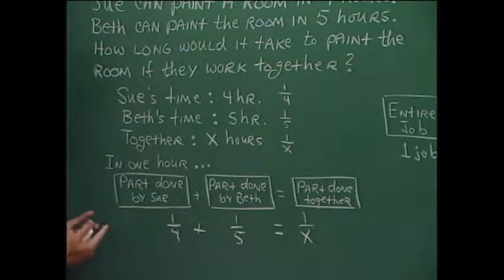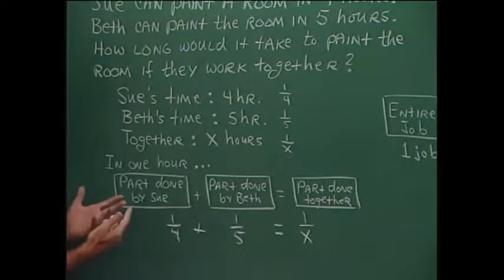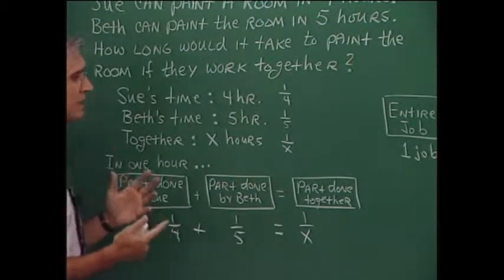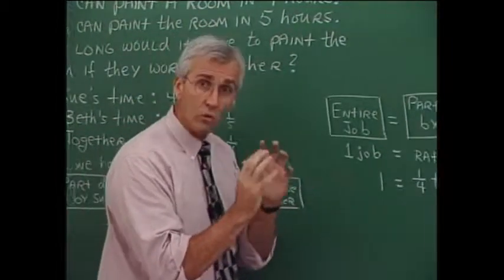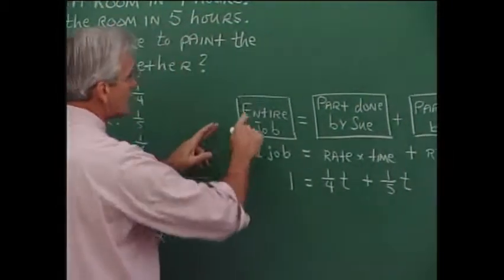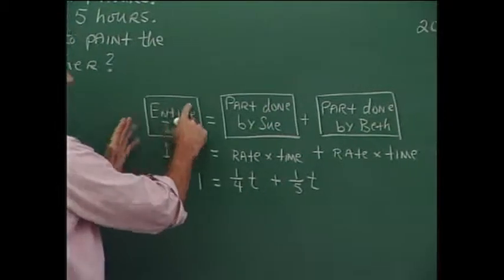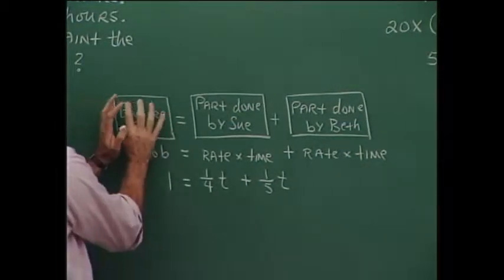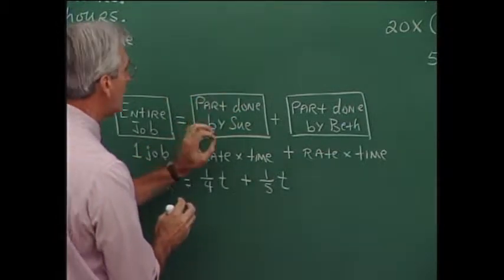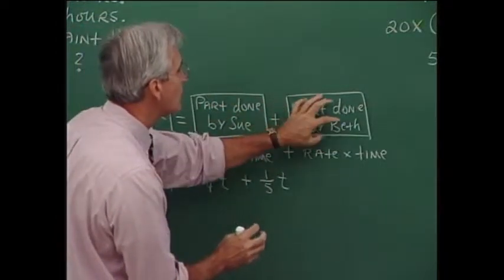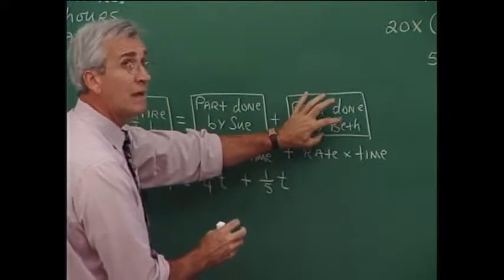Let's talk about the concept for solving the equation using another idea. The other idea is this. It really specifies work rate as part of the problem. It's like this. The accomplishment of this entire job is equal to the portion of that entire job accomplished by Sue plus the portion of that entire job accomplished by Beth.